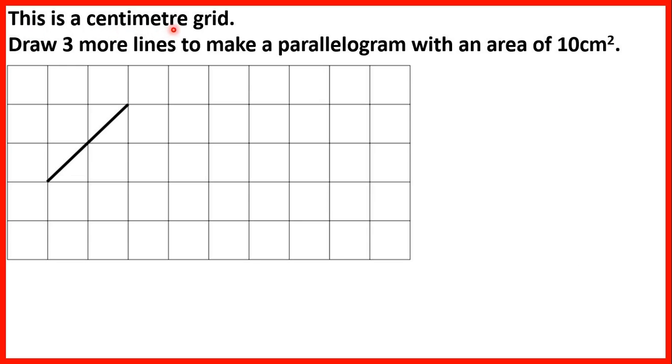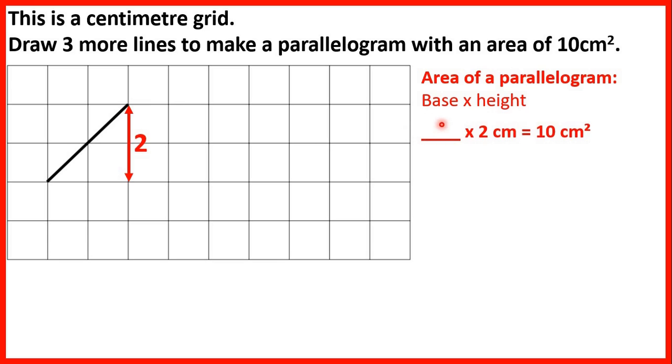This is a centimetre grid. Draw 3 more lines to make a parallelogram with an area of 10 centimetres squared. So to find the area of a parallelogram, we multiply the base by the height. And we can see with the line that they've drawn for us that the height is 2. So we need to think, what times 2 is 10? Well, 5 times 2 is 10, so that means the base will need to be 5 centimetres.